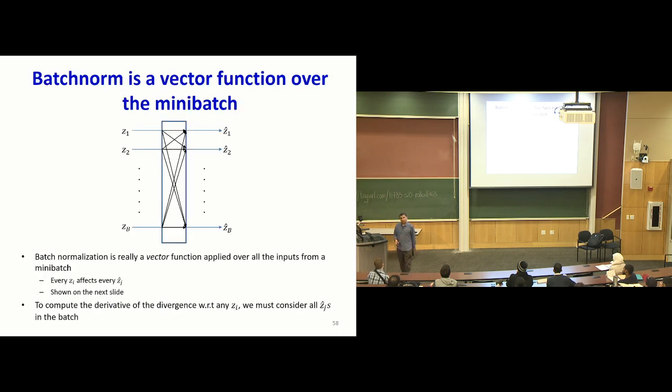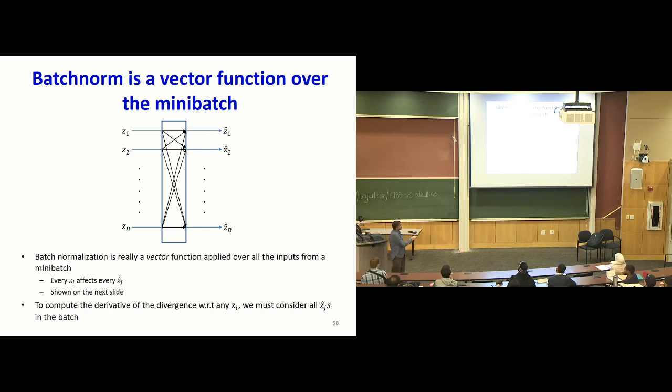The actual dependence is like this. Again, what I'm showing here are not the dimensions of the input. I have B instances in the mini batch, so each line actually represents one training instance in the mini batch. This is what is happening at one node in the network, right? So I have B instances in the mini batch. Each of these z's is being normalized to give you a z hat.